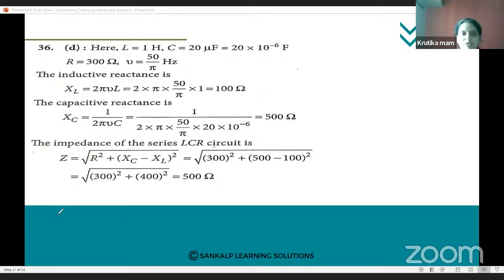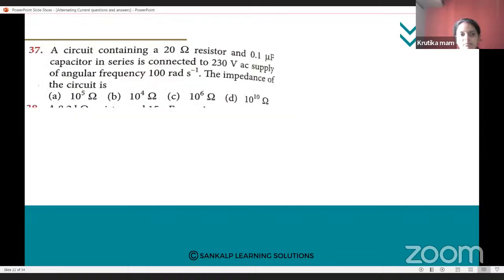Okay, going for the next question. A circuit containing a 20 ohm resistor and 0.1 microfarad capacitor in series is connected to a 230 volt AC supply of angular frequency 100 radian per second. What is the impedance of the circuit?